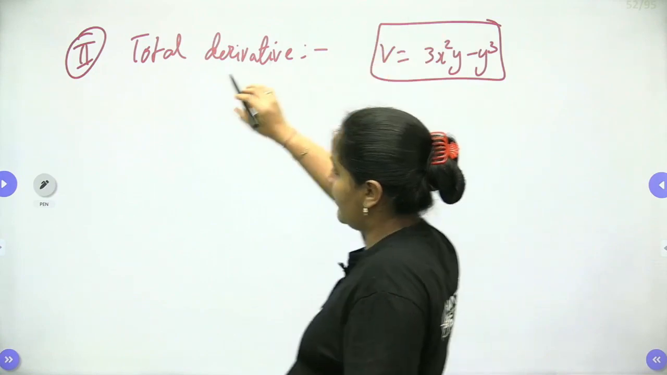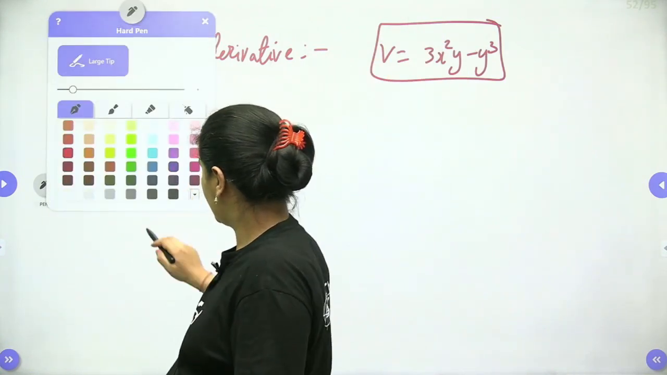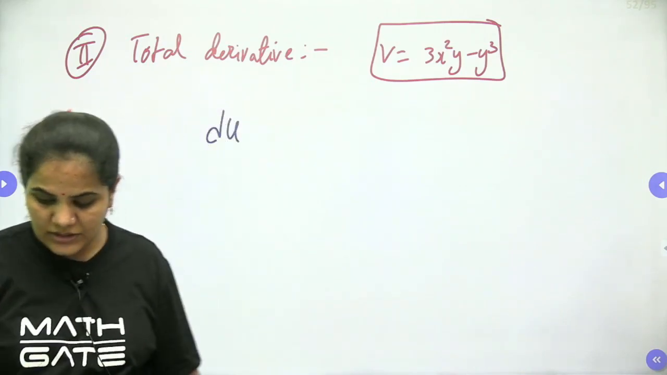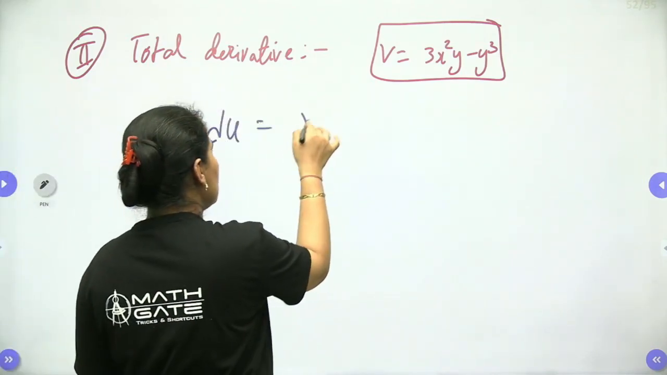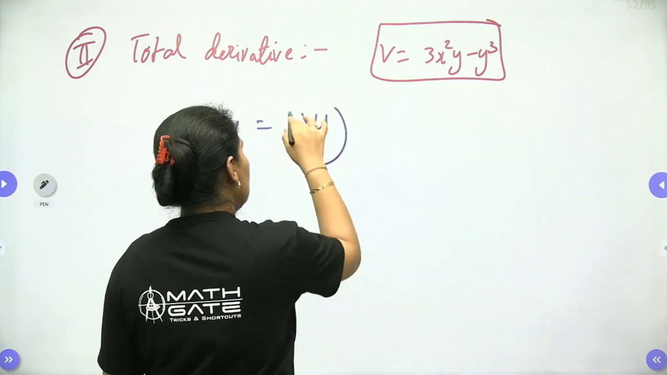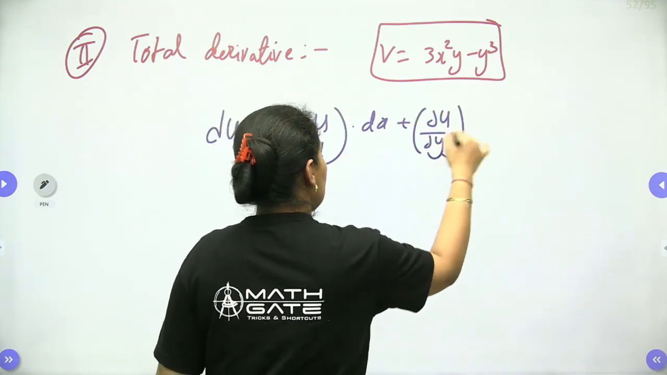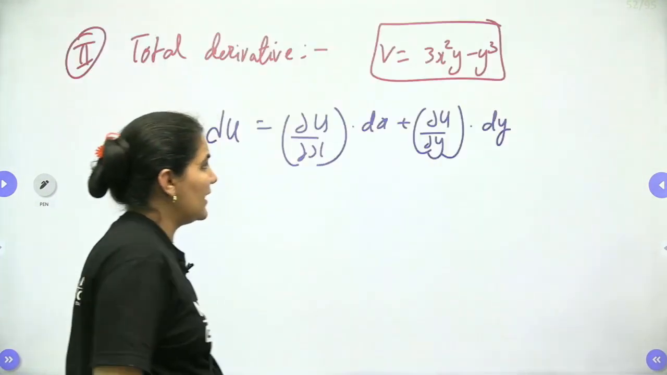We have to construct from here u only, right? So u, as we know very well, here v is given and we have to construct u. So du is equal to del u by del x into dx plus del u by del y into dy. Yes, we know very well, right?